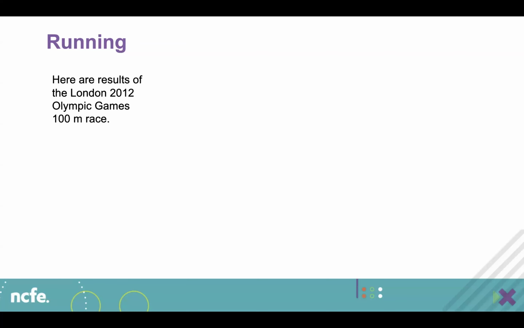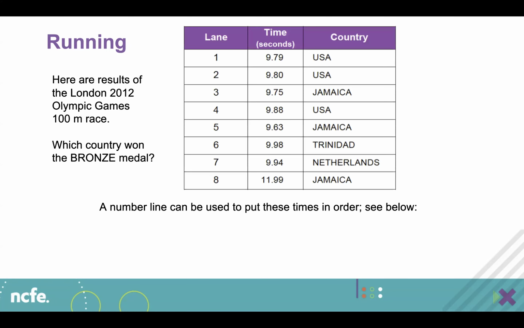Running. Here are the results of the London 2012 Olympic Games 100-meter race. Which country won the bronze medal? So the bronze is third. Whoever comes number third. Now the winner is the one with the least time in seconds. If you scan through this, the least time is clearly 9.63. So Jamaica is gold.